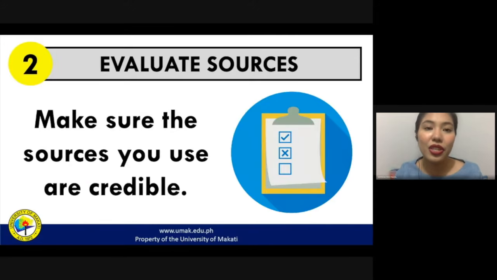Next, the second step in writing a literature review is evaluating your sources. Make sure that the sources you use are credible, like what I have mentioned earlier. It's not enough that you just got it from the internet, from a website, and just included it in your literature review. That's incorrect. Make sure that the website is credible, something that is used by many other scholars and writers before you could even use it as your own.